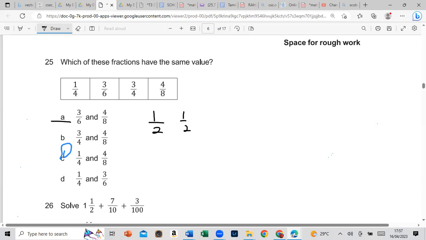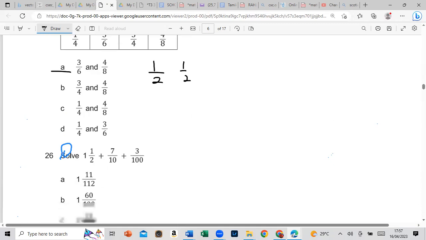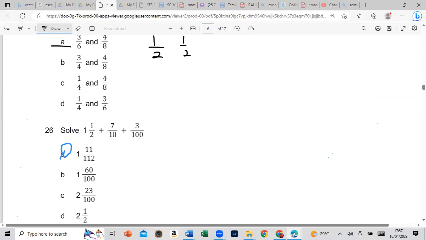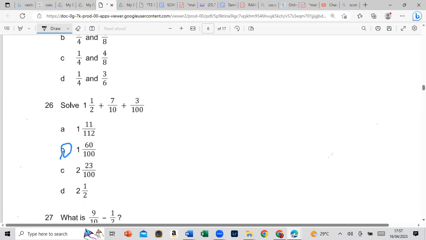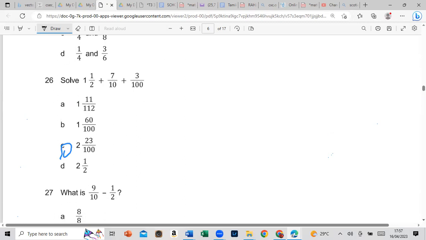All right, 26. Solve 1.5 plus 7/10 plus 3/100. What about that one there?